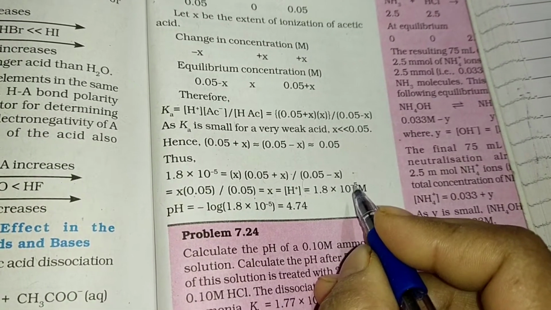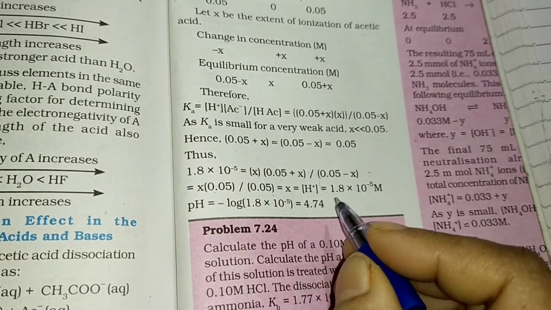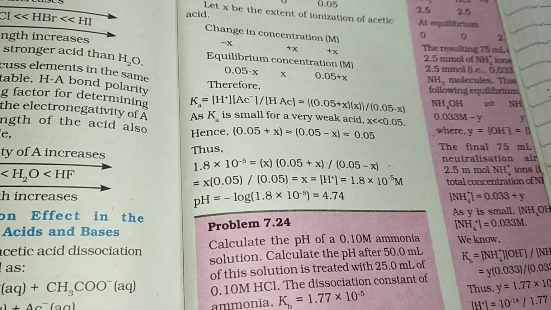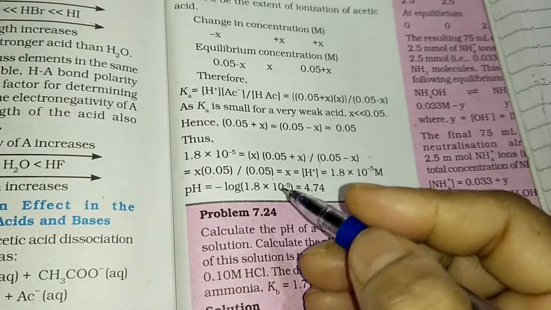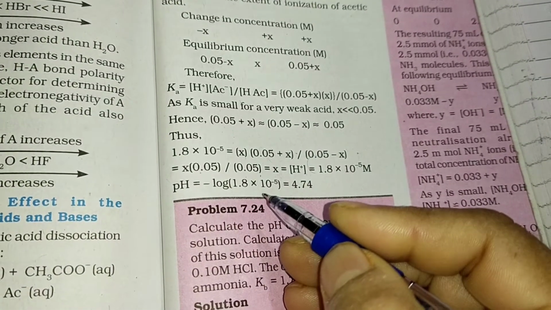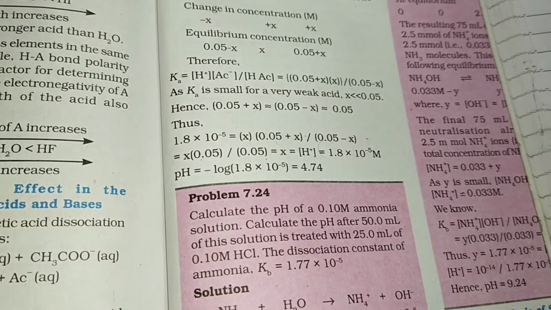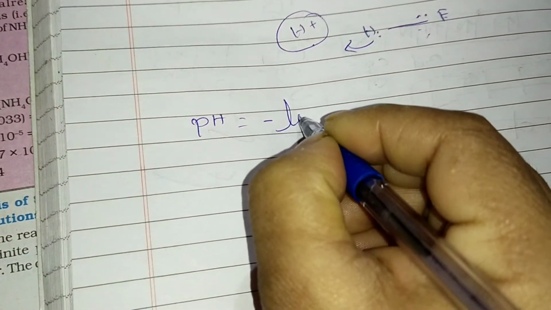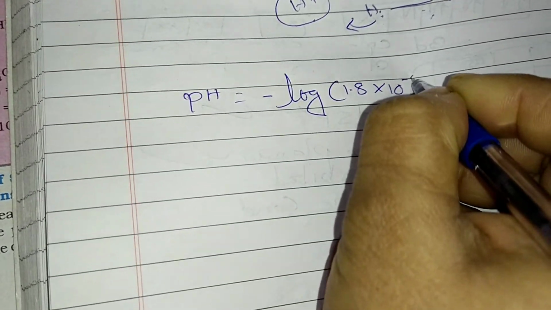Means it is coming here log, minus it is becoming plus 5. And what is the value of 1.8? So for the 1.8 value, log 1 is 0 and log 2 is 0.301. So now 1.8 will be coming here, 0.30 and 28 something 26 will be coming there. So I'm just showing you here, pH equals minus log 1.8 into 10 to the power minus 5.